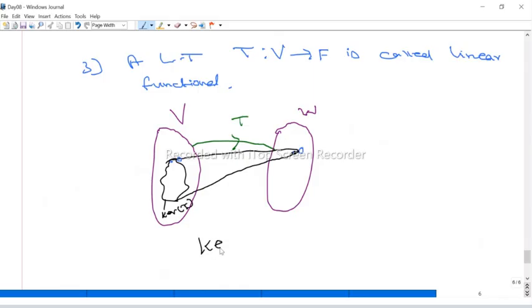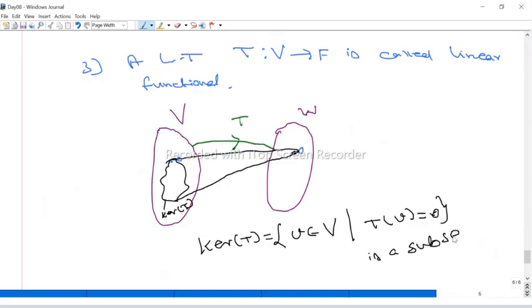So what is the kernel? The kernel of T is a subset of V. We are collecting elements small v from the domain V such that v maps to 0. That collection is called the kernel of T. We can easily prove that this kernel is a subspace of the domain. So kernel is nothing but the elements which map to 0.